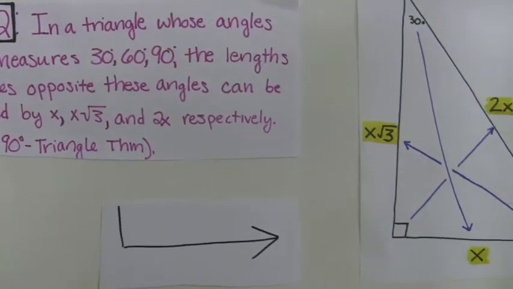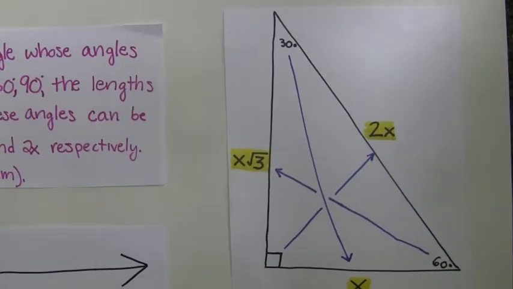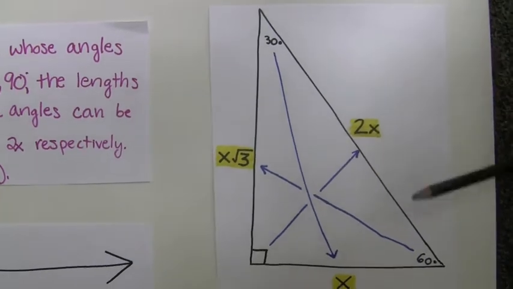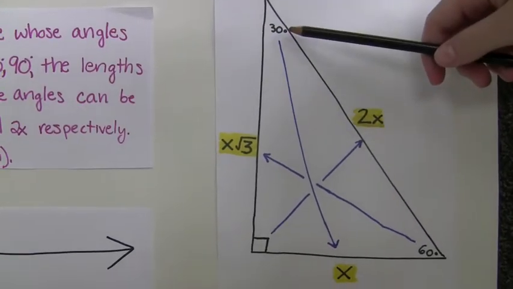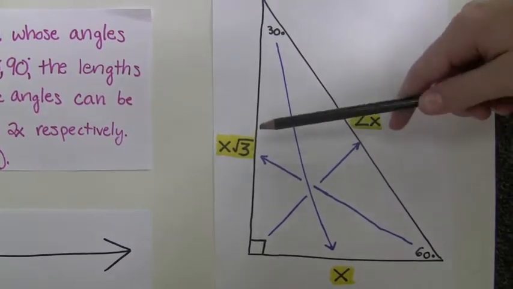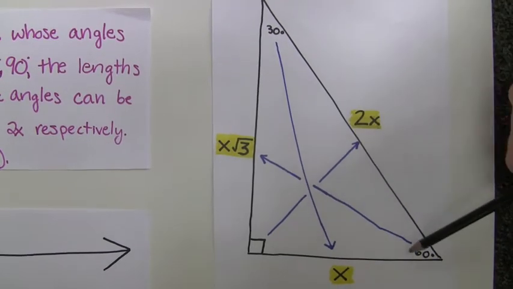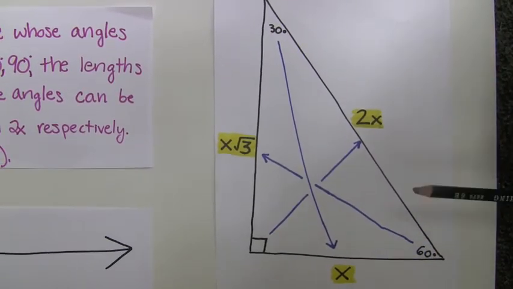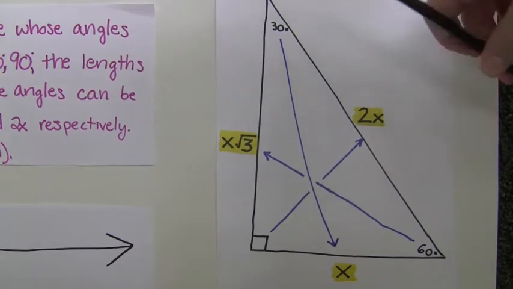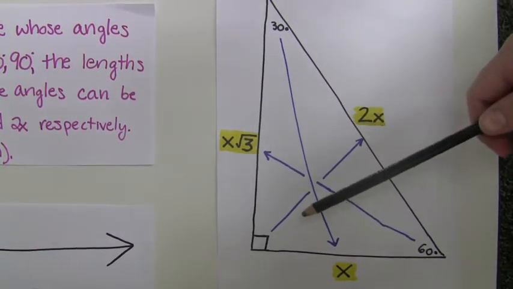Over here, we have an example of a 30-60-90 triangle. X will always be across from a 30-degree angle. X root 3 will always be across from the 60-degree angle. And that means that 2x will be the hypotenuse, or what is across from the right angle.